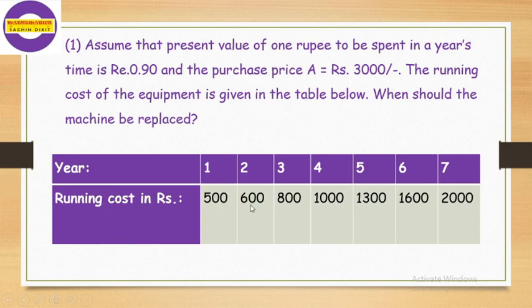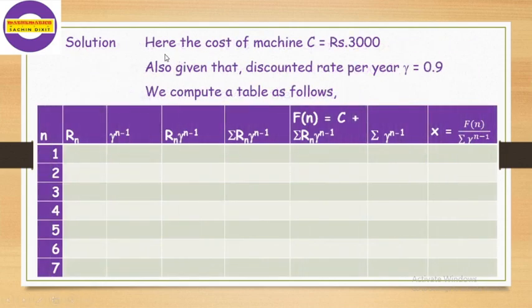First year 500, second year 600, third year 800, fourth year 1000, fifth year 1300, sixth year 1600, and seventh year 2000. These are the given running costs corresponding to that particular equipment or machine. And we have to find out the best age of replacement of the machine. For that, first we have to write down the given data and prepare a table to find out the best age of replacement.